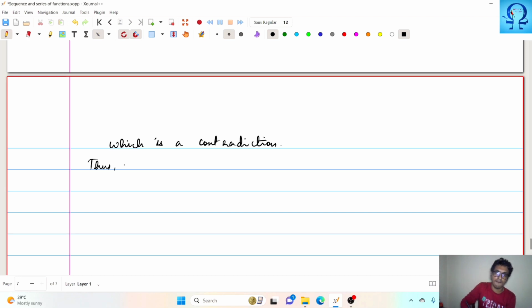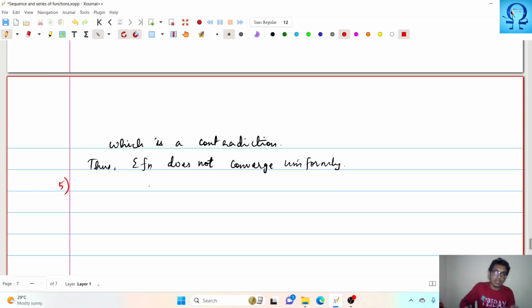Thus the summation fn does not converge uniformly. Okay, so till now we have worked out problems based on the definition of uniform convergence. Now we shall work out a few problems based on the other theorems that we have discussed.